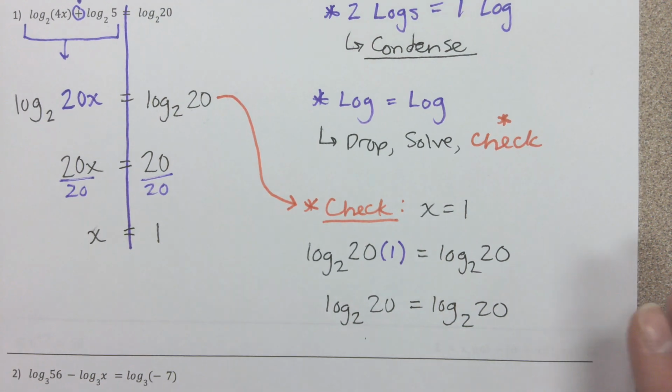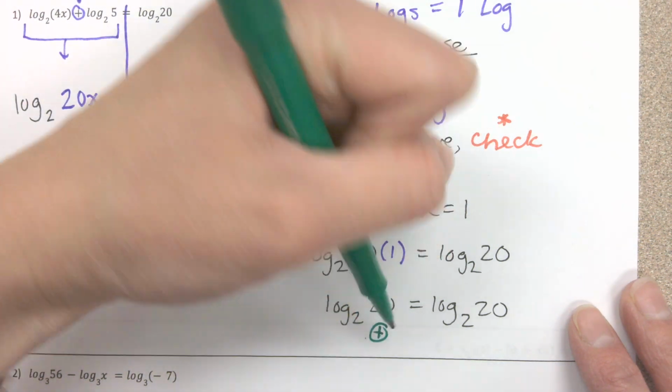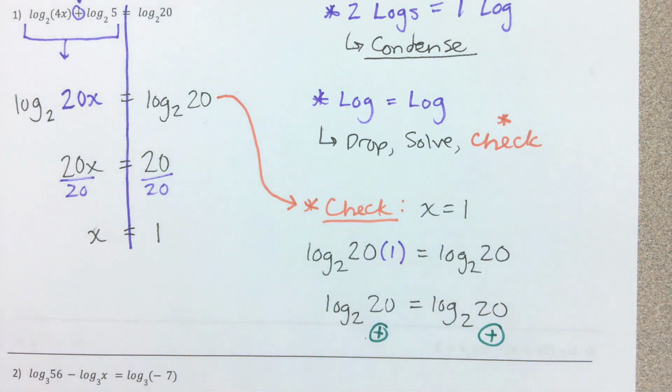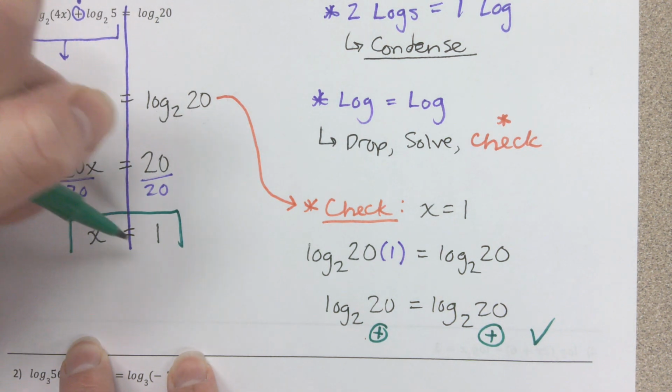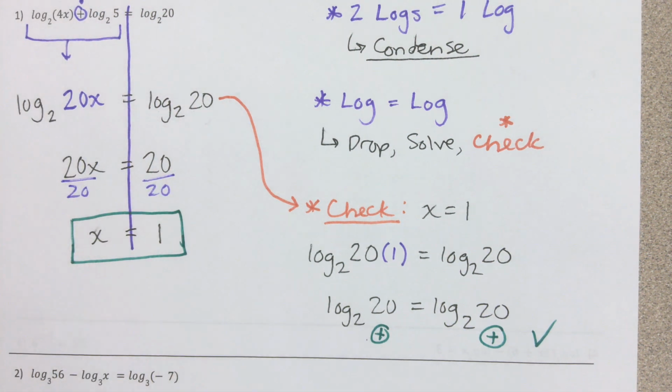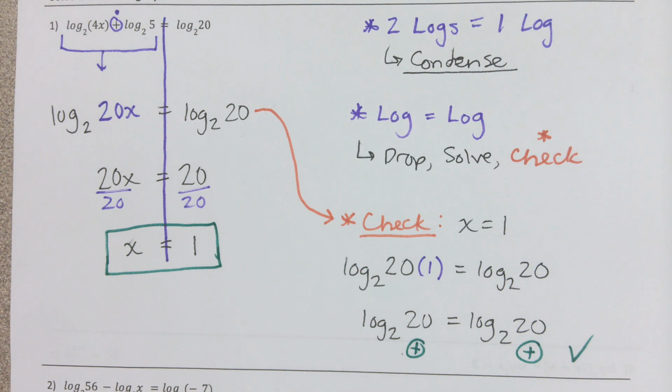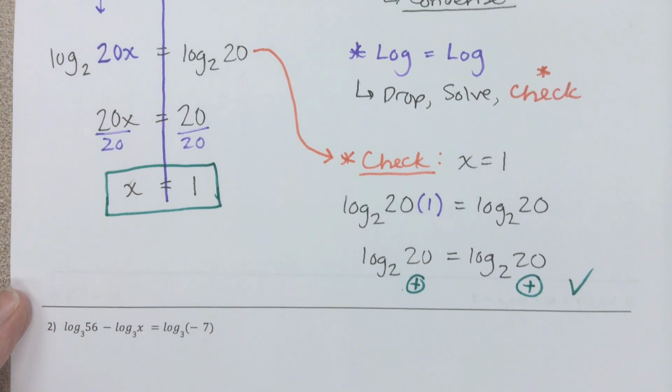So a couple things. These are both positive, which means it passes the check, and we got the same number. So we know for a fact that our answer is correct. X is indeed 1. Any questions on number 1? Okay, moving right on to number 2.